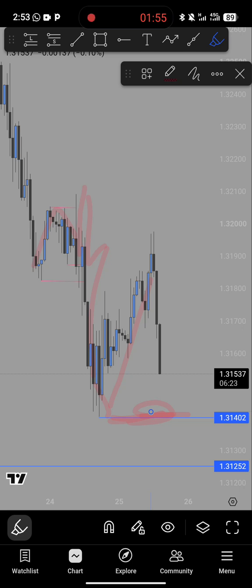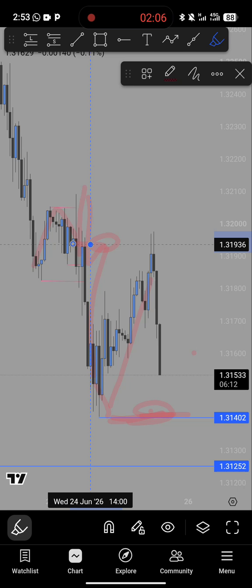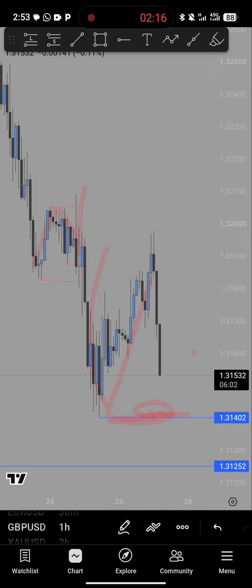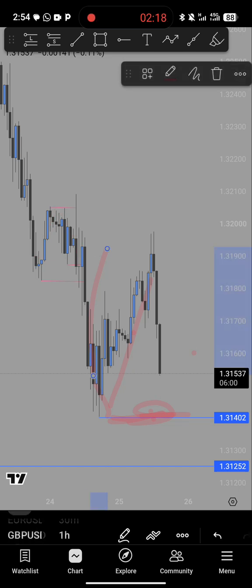So that means that this is our TP. Then this side is where we are supposed to look for other blocks. From this side, we are going to scale down to the lower time frames to get our entries.